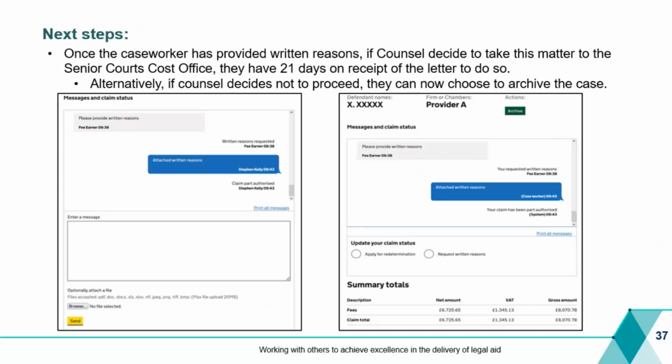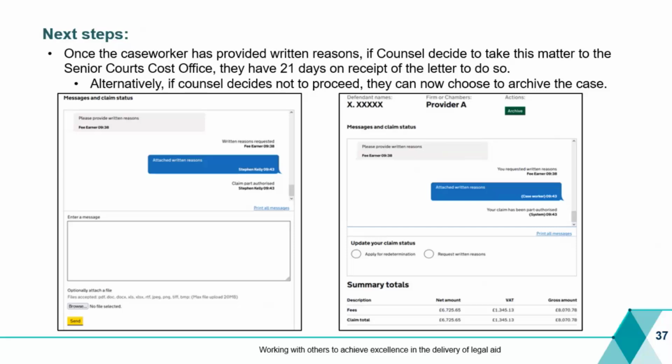So you would then see the written reasons having been attached. Once we've provided our written reasons, you do have 21 days on receipt of that letter to take the matter to the Senior Courts Cost Office. On any written reasons we provide, we will provide you a letter with the assessment we made, attach that to CCCD, and that explains our position and also exactly how you can go about taking the matter before the Senior Courts Cost Office.